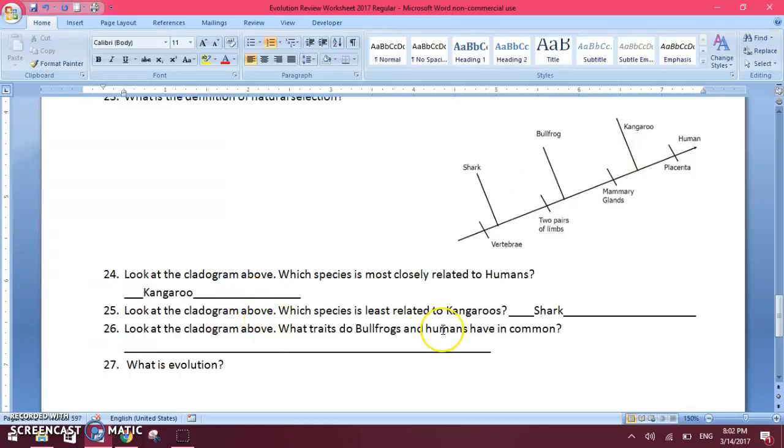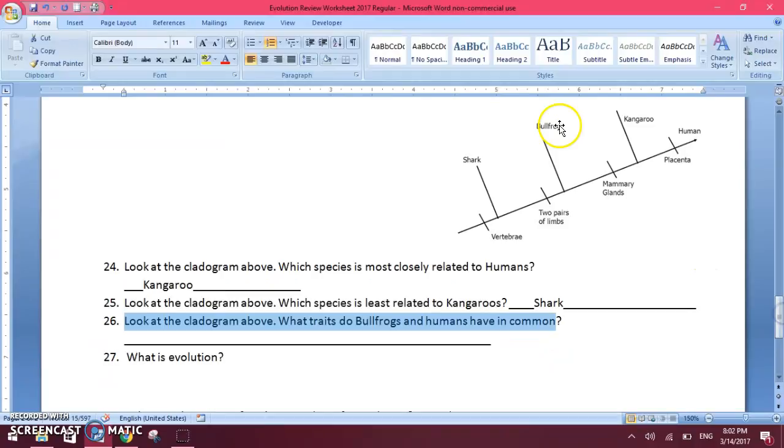And then what traits do bullfrogs and humans have in common? A lot of my kids got this one wrong, even my honors kids. So what traits do they have in common? Well, they would have 2 pairs of limbs and vertebrae. It's not mammary glands, it's not placenta, it's not the ones in between the human and the bullfrog. Because if we look at the ones in between, those aren't the ones that the bullfrog has. The bullfrog only has the ones down here. So again, 2 limbs and vertebrae.